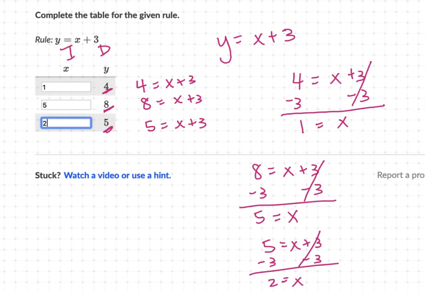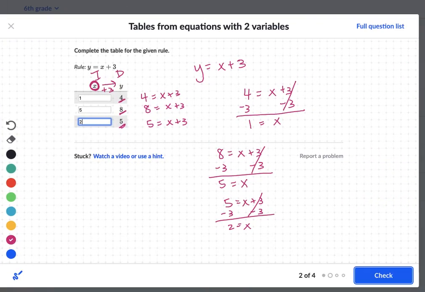Okay, so you can go back and replace it to double check. If x equals 1, it would be 1 plus 3 equals 4. Correct. If x equals 5, 5 plus 3 equals 8. Correct. And if x equals 2, 2 plus 3 will equal 5. Correct. So this x value is going to be placed inside the rule, and it's going to change this y value here. So it looks like all these x values would add 3. 1 plus 3 is 4. 5 plus 3, 8. 2 plus 3, 5. So it's a good way for you to check that.